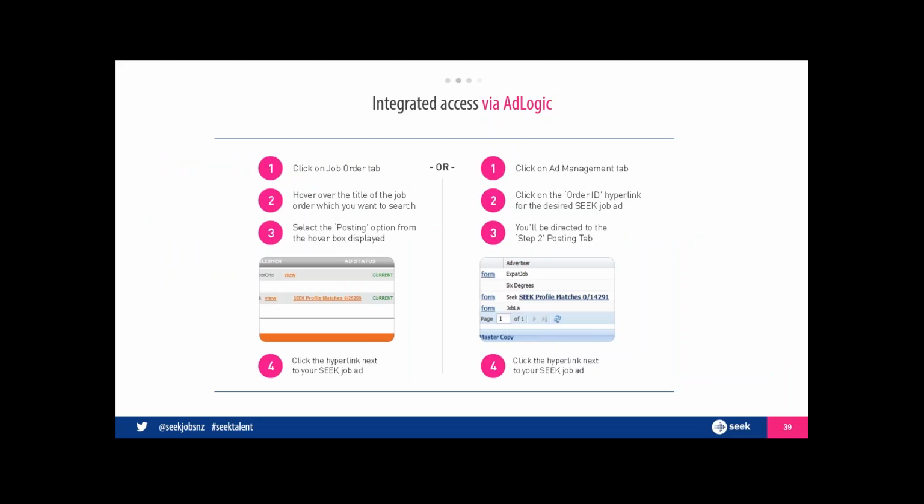With AdLogic, it's a very similar process. You find your job ad. You could do it in two different ways, so I've just put both options up on the screen. Ultimately, against each line ad that you have, it tells you with this little link, Seek profile matches, 0 of 25,000. Seek profile matches, 0 of 14,000. That means you've downloaded 0 of a potential 25,000. So click on the link, go through and start searching, and it'll take you through the process.